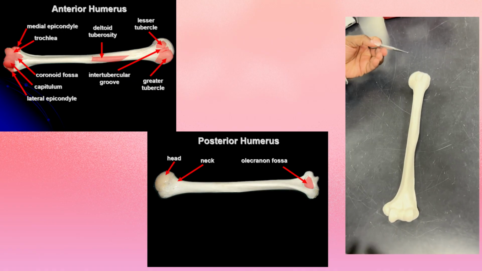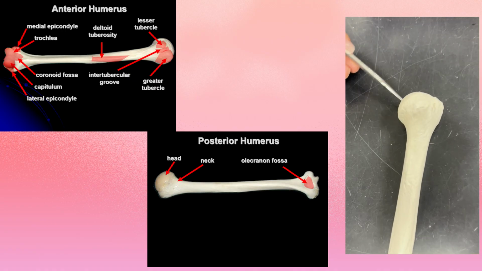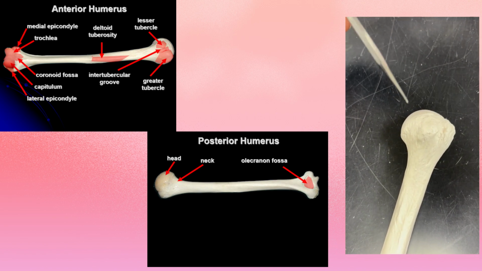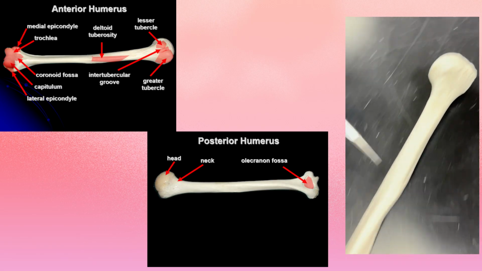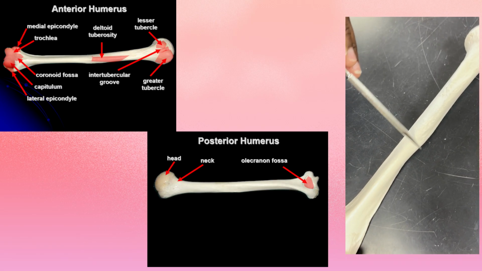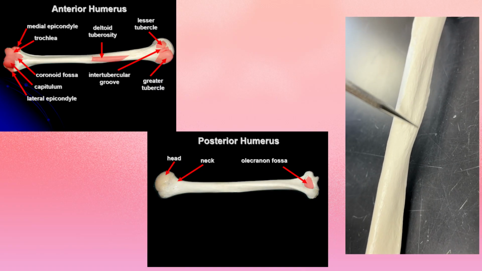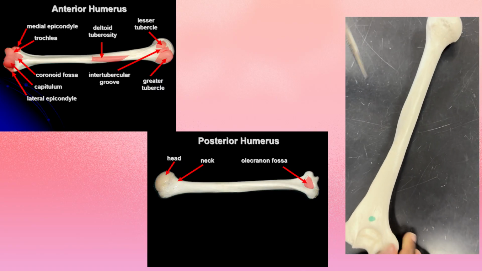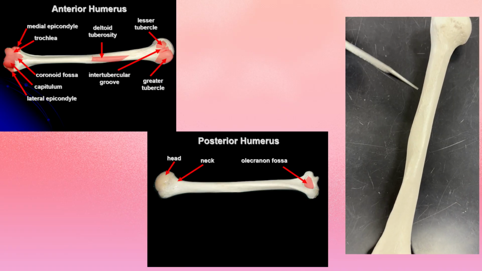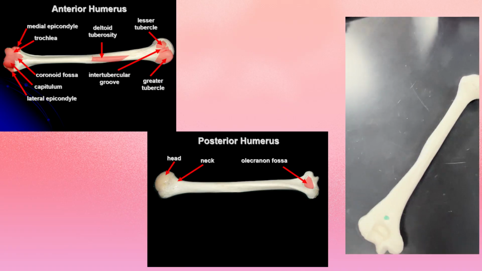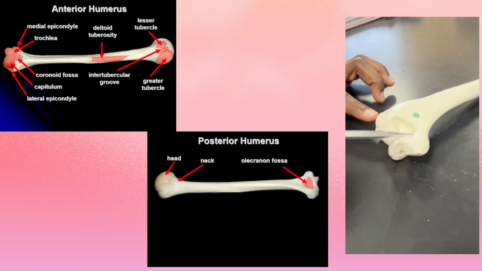Now when you look at the markings, this is the head of the humerus. This is the greater trochlea. This is the lesser trochlea. This is the deltoid tuberosity. That's this pointy curve here. When you turn it, you'll find the radial groove. That's this marking here.